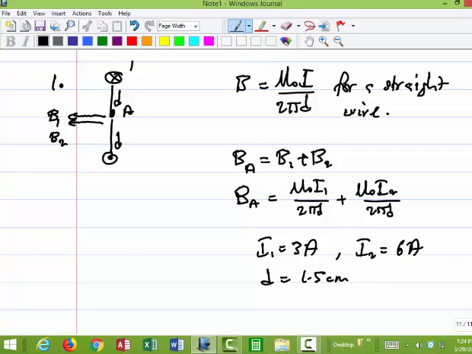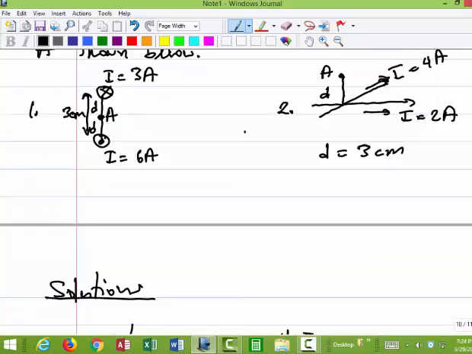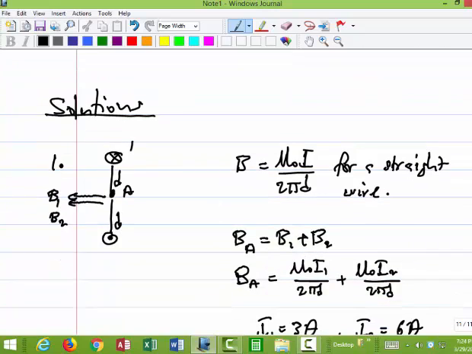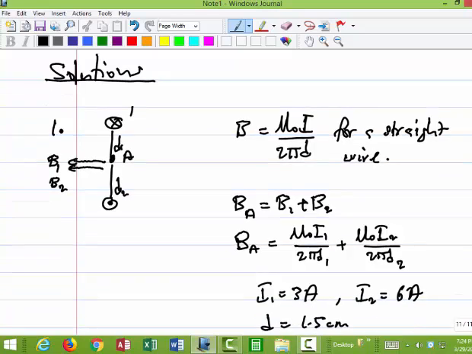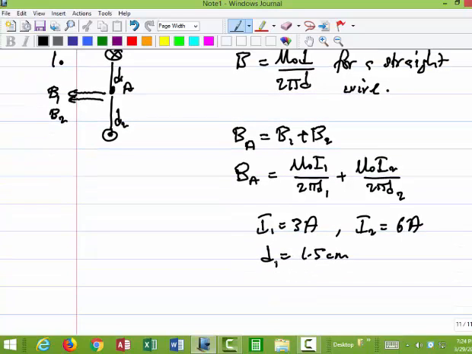I gave you the whole thing as 3. So this is just D over 2. This is D from 1, D from 2. So you can call it D1, D2 if you like. The D1 and D2 are equal. D1 is 1.5, D2 is also 1.5 centimeters.